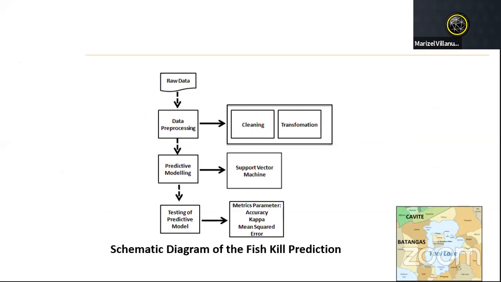Then for the next slide, this is the schematic diagram of my proposed study in fish kill prediction. From the raw data, which I know is very noisy or dirty data, I use the data pre-processing and cleaning, both manual and semi-automatic. And then I use the predictive modeling, support vector machine in R. Later on, I will show you how we are going to implement the SBM in R. And, of course, testing a predictive model is very important. In creating a model, we have to use different parameters. I've used here the accuracy, kappa, and mean squared error.